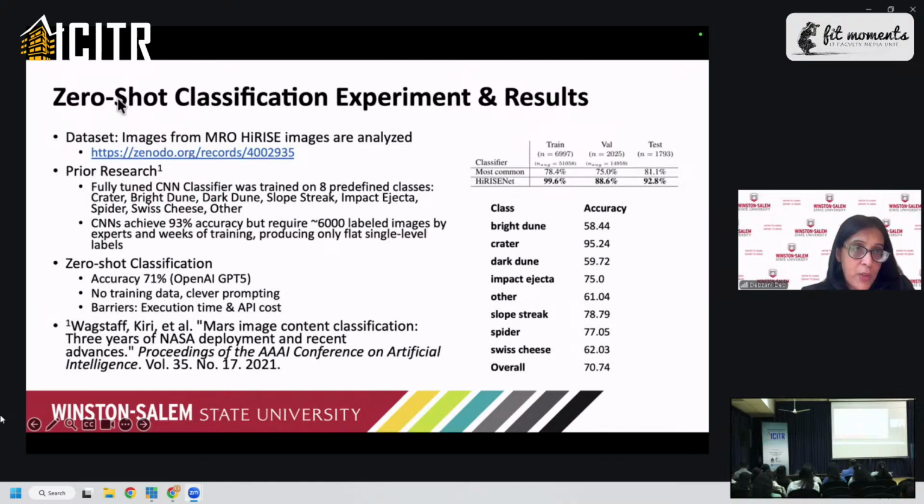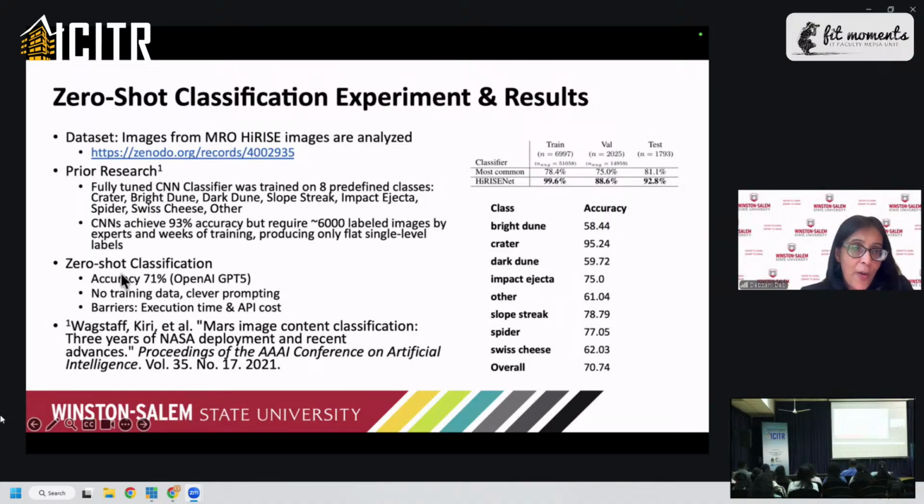So we ran our zero-shot classification algorithm exactly on the same data set that they used, and their results were 93% accuracy, but that required 6,000 labeled images. So they needed to spend hours of expert time. Some experts actually went through those 6,000 images to label them so that those labeled images could be used to train their CNN classifier. And of course, weeks of training were also needed.